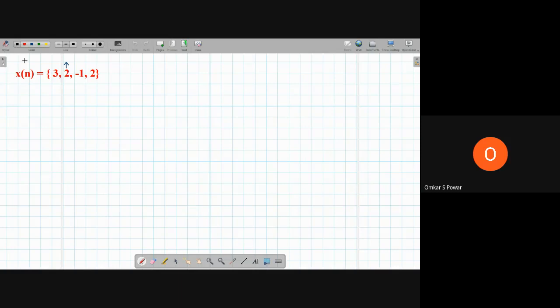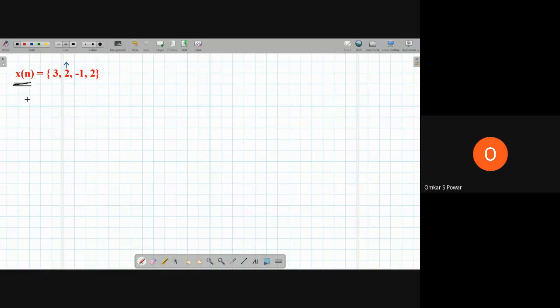The question here is given: x of n is equal to 3, 2, minus 1, 2. What does this arrow indicate? If they have given an arrow, it indicates the value of x of 0 is equal to 2, x of minus 1 is equal to 3, x of 1 is equal to minus 1, and x of 2 is equal to 2. Now we have to find the Z transform of the particular signal, find the poles, and plot the ROC.